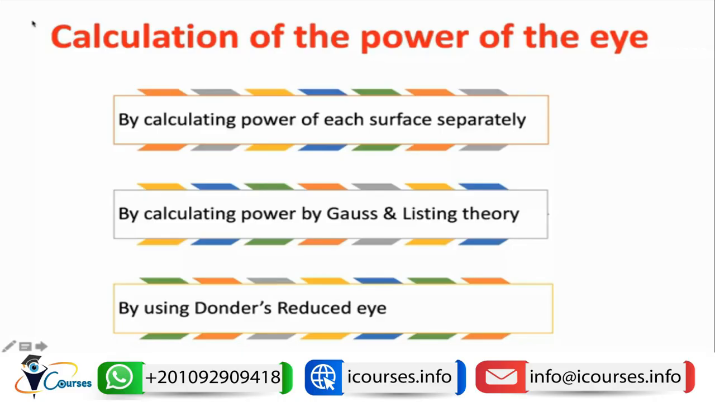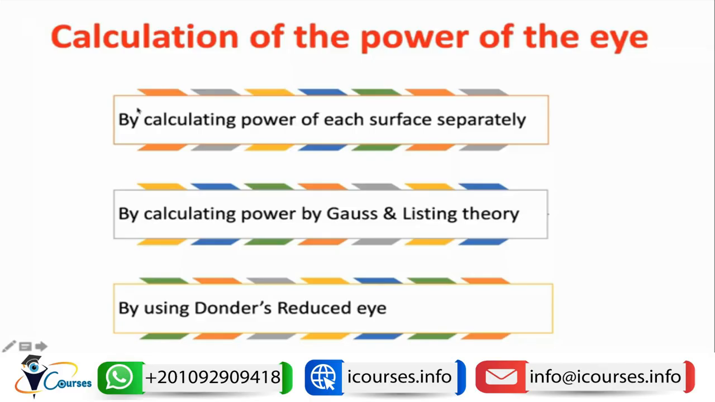As we mentioned in the early lectures, the power of any refractive surface is calculated in terms of diopters. The diopter is the ability of a refractive surface to converge or diverge rays, making them focus at 1 meter from the refracting surface. So how much is the dioptric value of the eye? How can we calculate it?